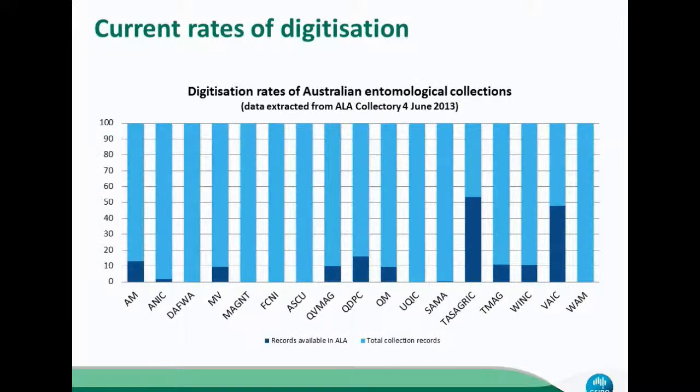This is some data that I've taken from the Atlas of Living Australia, and down the bottom you can see a list of the various collections that hold insect specimens. The dark blue bars represent how much of their entire collection, up to 100%, has been digitised. So you can see across the board, there's only a handful that have reached somewhere in the vicinity of half their collection having been digitised. And those ones are actually very small. The Australian National Insect Collection is the second one on the bar there, so you can see that our 500,000 records doesn't count for a hell of a lot in comparison to our entire collection. So it's a big problem.